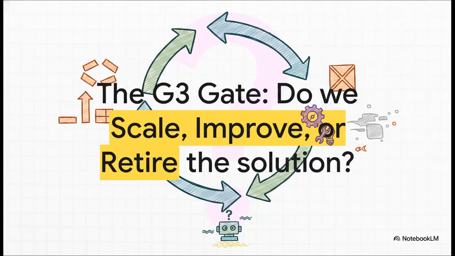And this leads to the final gate, Gate 3, which honestly isn't really a one-time gate at all. It's a reoccurring question you have to keep asking. Based on its performance, should we scale the solution even further? Should we improve it? Or, hey, maybe it's time to retire it? Because AI is definitely not a set it and forget it technology.